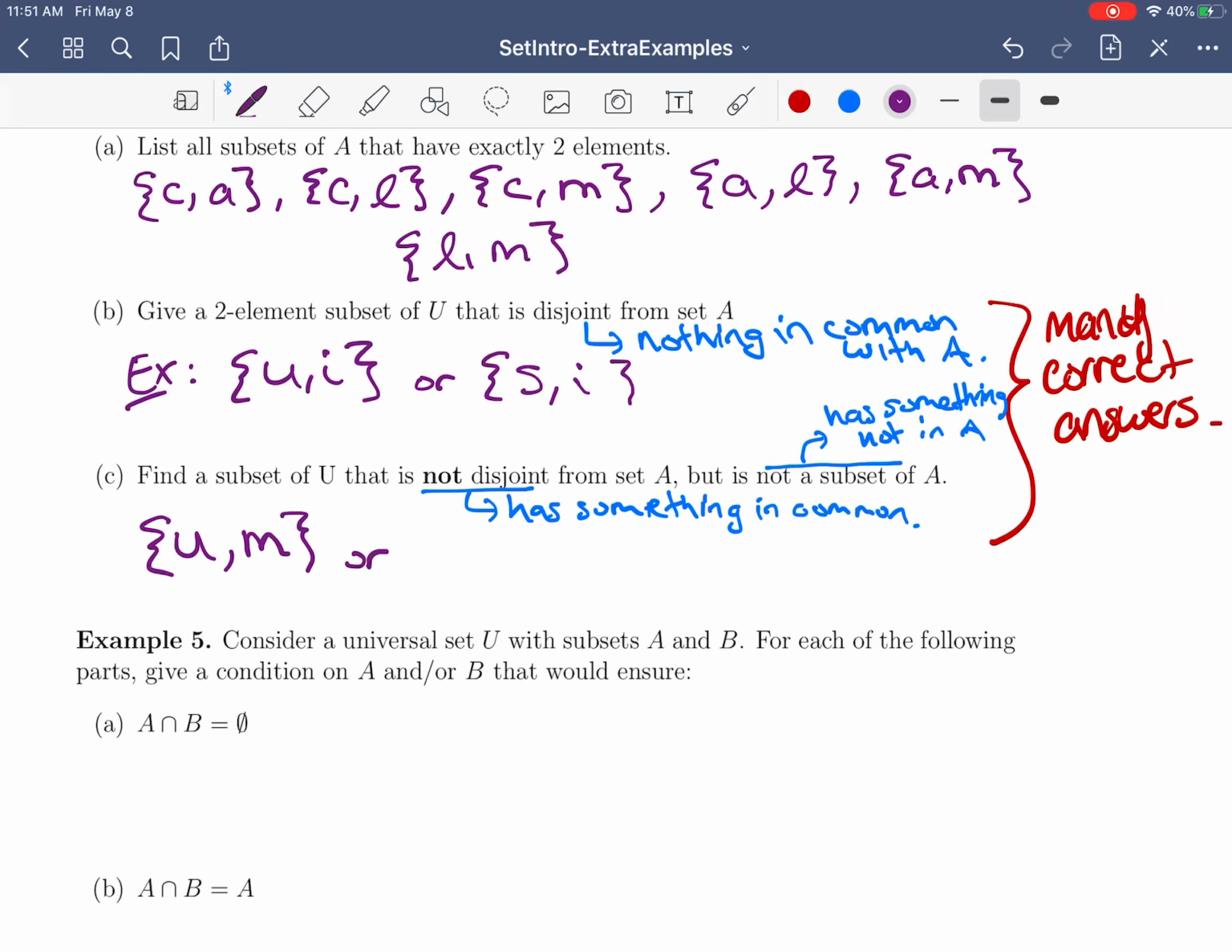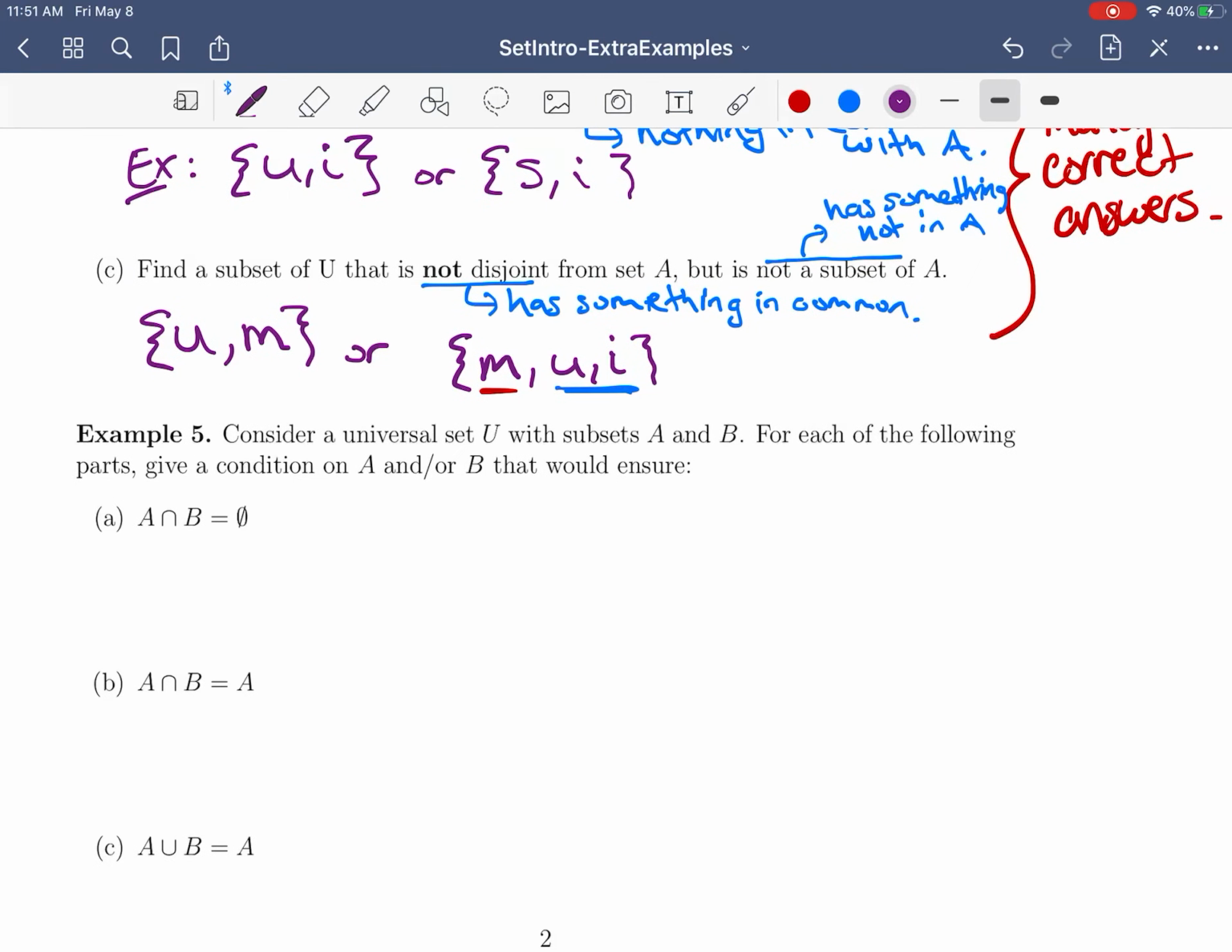Okay, or we could take a bigger one, so maybe we have M, U, and I. Okay, so it has the M that's in common, and it has U and I, which are not in A, so then it makes it not a subset. There's lots and lots of different examples here that are correct.